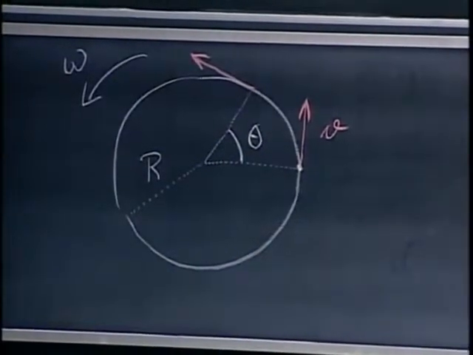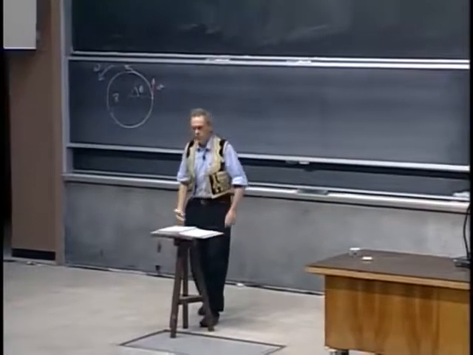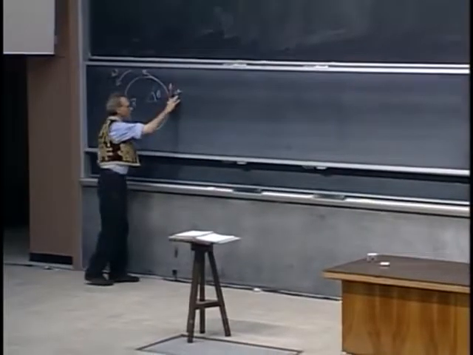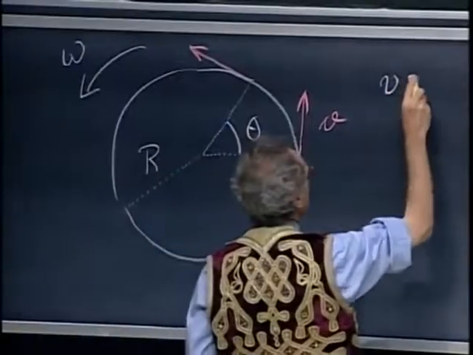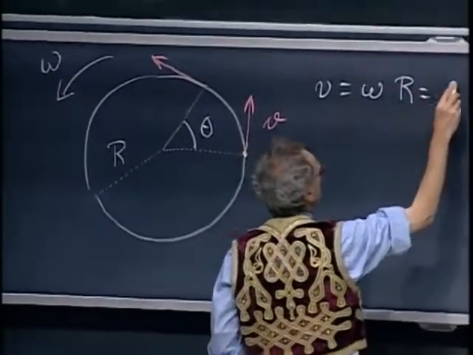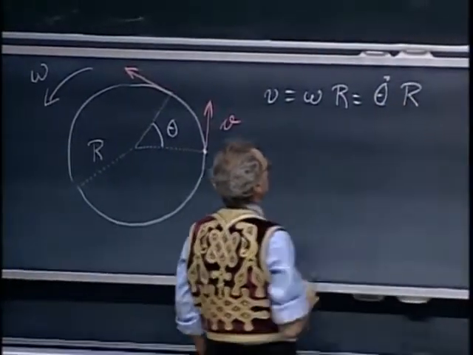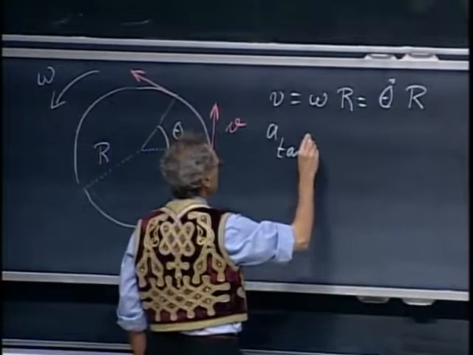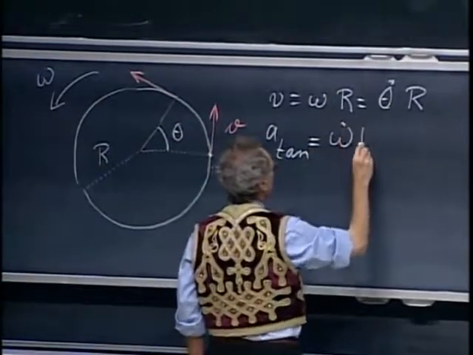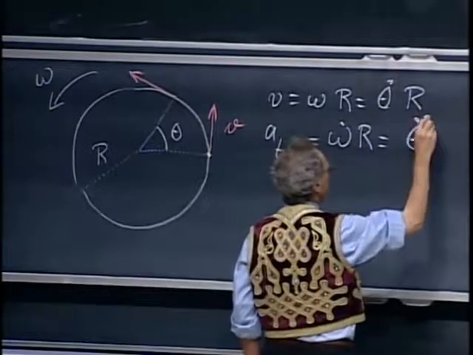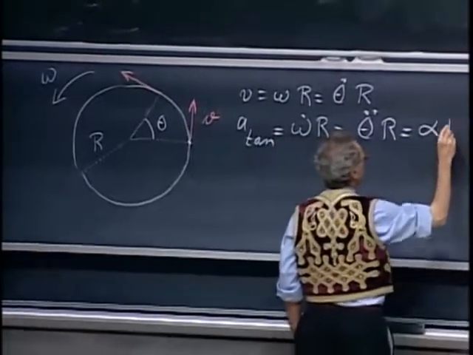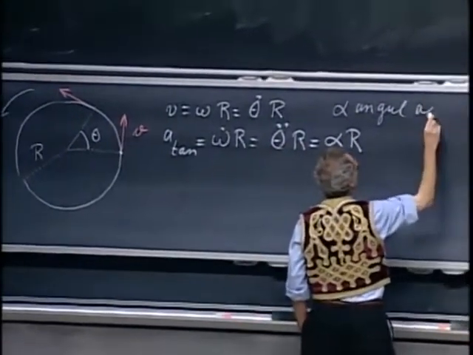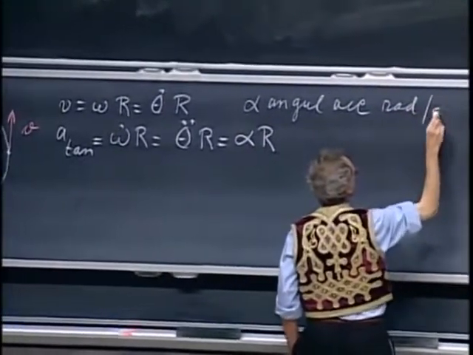We may now do something we haven't done before. We could give this object in this circle an acceleration. So we don't have to keep the speed constant. Now v equals omega r, so that equals theta dot times r. And I can take now the first derivative of this, then I get a tangential acceleration, which would be omega dot times r, which is theta double dot times r, and we call theta double dot, we call this alpha, and alpha is the angular acceleration, which is in radians per second squared.